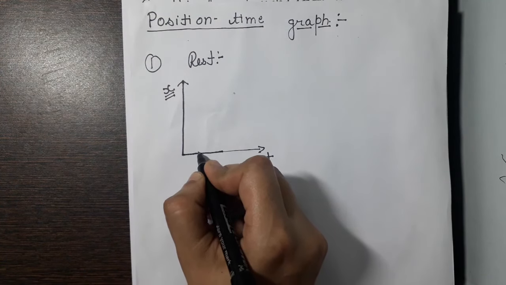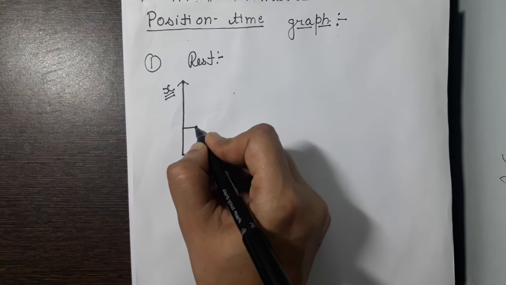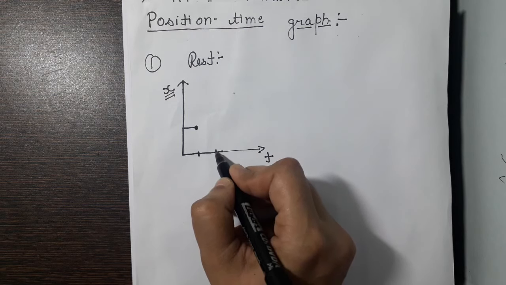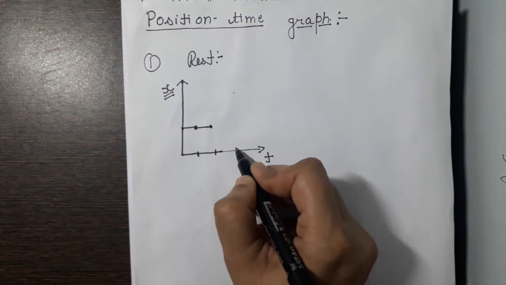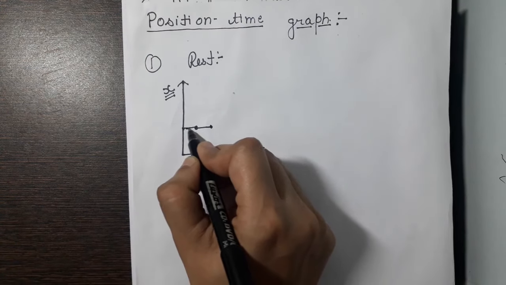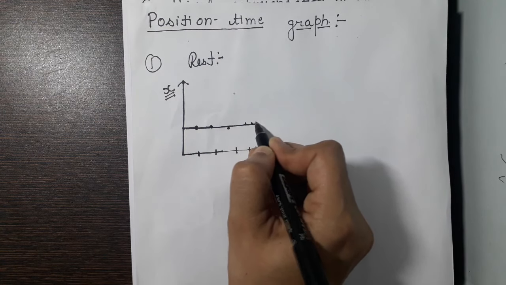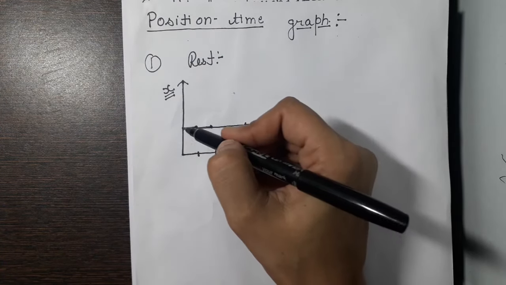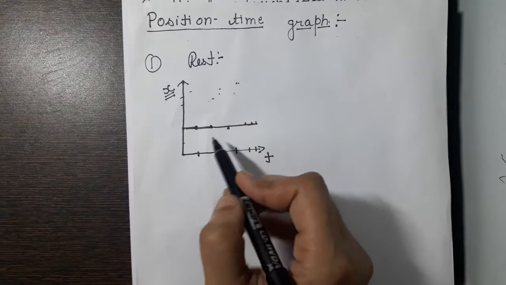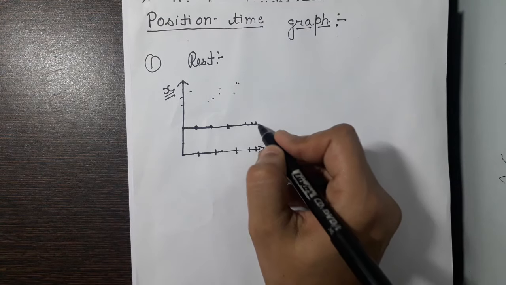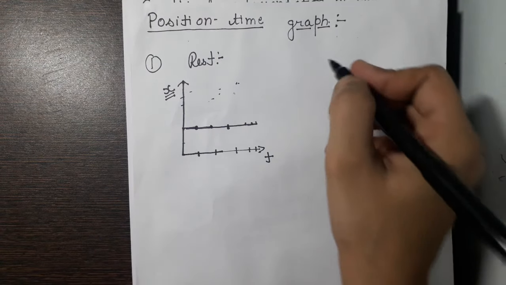For example, if time comes to this point, then body is at this point. As time increases but body is not moving, body is at the same point. Time is increasing but body is stationary at the same point. So here body is not changing its position anywhere. Body is at the same position. So here x is constant. So this is the graph of rest.